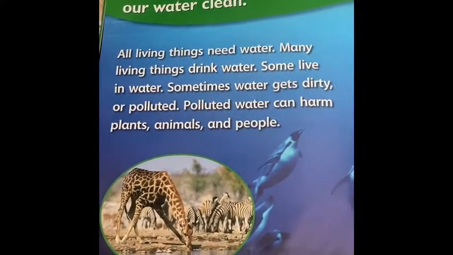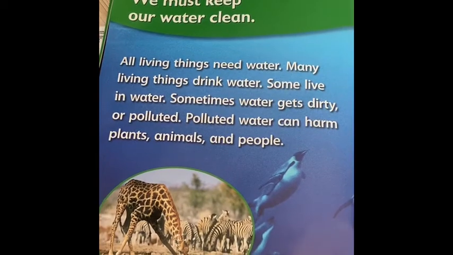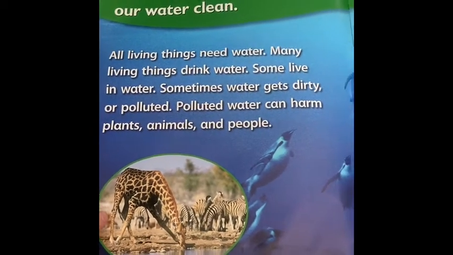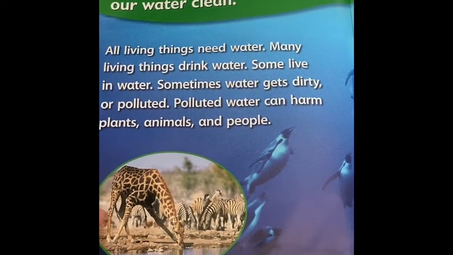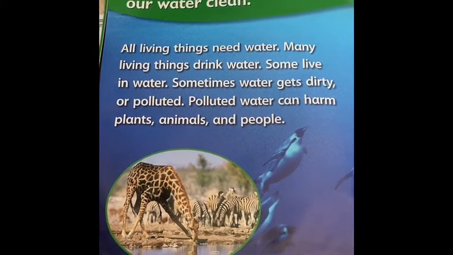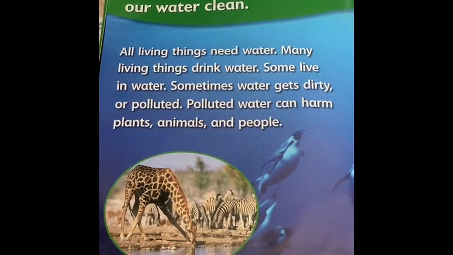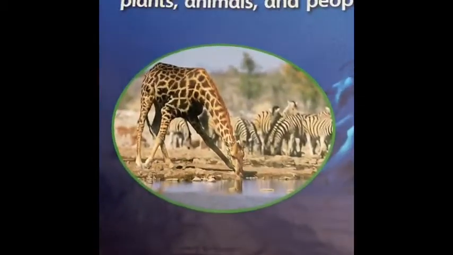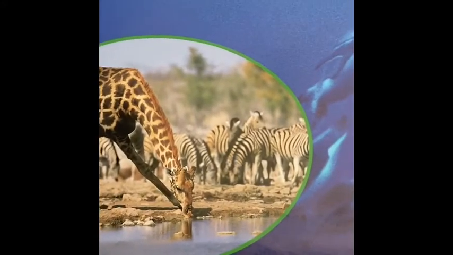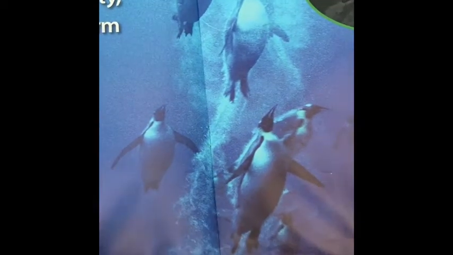Turning the page, it says, we must keep our water clean. All living things need water. Many living things drink water. Some live in water. Sometimes water gets dirty or polluted. Polluted water can harm plants, animals, and people. Right here we have a picture of a giraffe drinking from a water hole. Here we have some penguins, and it looks like they're swimming in the water.